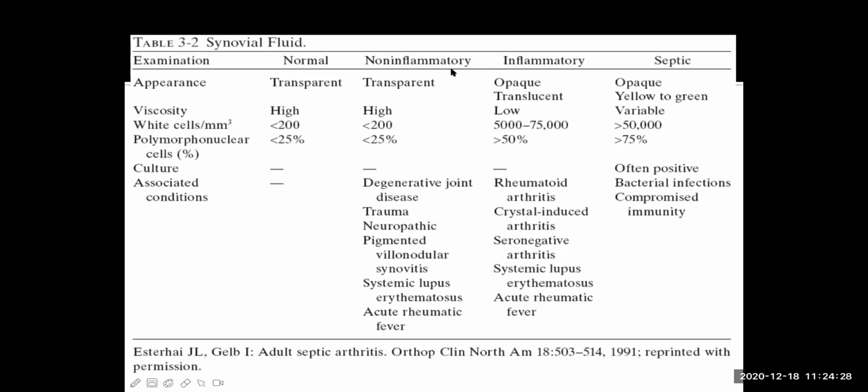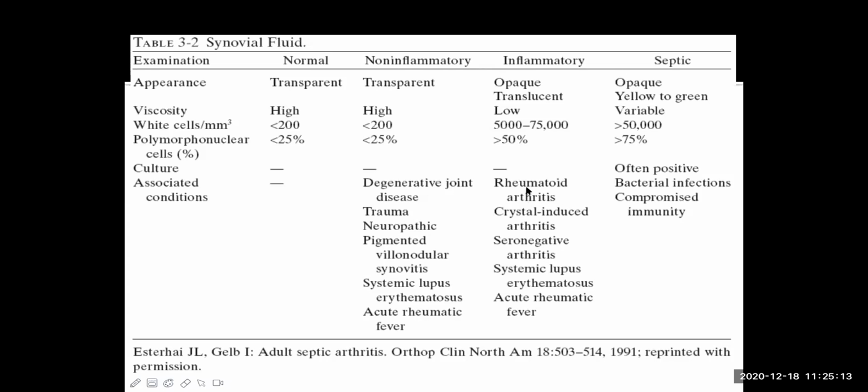Let's talk about the non-inflammatory conditions of the joint. Now see this. Everything is same like a normal one, but these are the associated conditions where non-inflammatory affection of the joint occur, like degenerative joint disease, also known as osteoarthritis, trauma, neuropathic joint. One of the important causes is diabetes. Pigmented villonodular synovitis, a type of synovitis or inflammation of the synovium. SLE, and acute rheumatic fever. In all these are the findings.